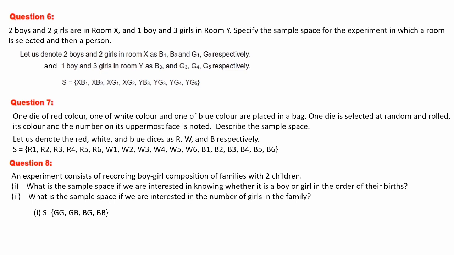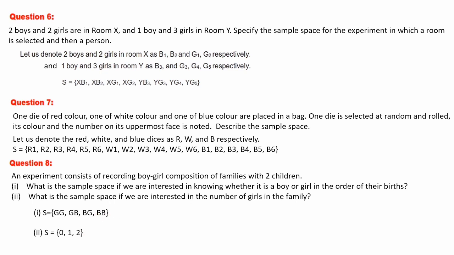So let's write the first question. The sample space S, the condition given to you is, if we are interested in knowing whether it is a boy or girl in the order of their births. Here first one is girl, second one is also girl, meaning elder and younger both are girls. Next, elder one is girl, younger one is a boy. Next, elder one is boy, younger one is girl. Next is BB, both are boys.